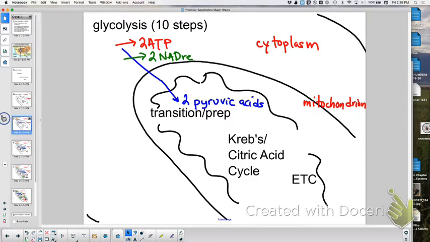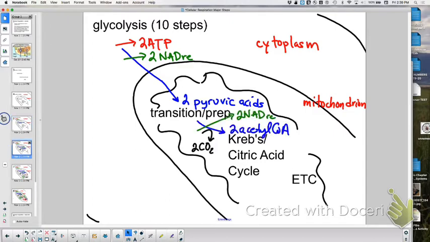Oxidized NAD. That's important. Put a pin in that. We'll come back to that with fermentation. Okay, following glycolysis, as long as we have plenty of oxygen, what are we going to do? Aerobic respiration. And the next step is called what? Transition prep. We call it transition because we're transitioning into the mitochondria, and prep because we're getting ready for the Krebs cycle. Okay, so here we're going to move in, and we're going to take our 2 pyruvic acids.